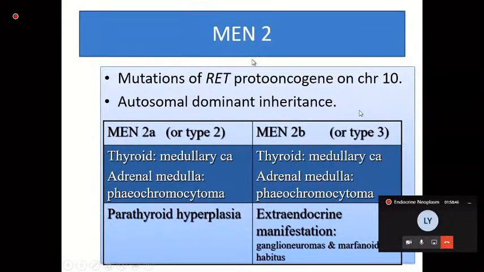Multiple endocrine neoplasia 2 mutation, we said RET gene, a proto-oncogene on chromosome 10. We see here type 2A and type 2B, which are similar to each other. They have medullary thyroid carcinoma and adrenal medulla pheochromocytoma. The difference is that type 2A has parathyroid hyperplasia. In type 2B, we have extra manifestations like ganglioneuroma and marfanoid habitus.